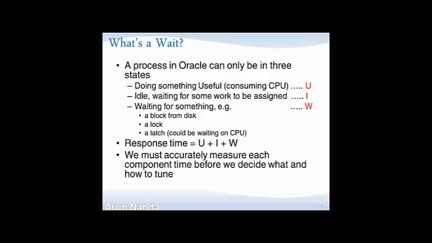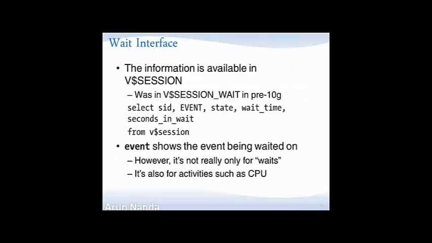And how do you solve the problem? How do you find out? Well, it's actually ridiculously simple to find out. Of the total response time, we have to measure U, the time spent doing useful work; I, the time spent idling because no work was available; and finally, the time spent waiting for something to happen. You combine that, and only then do you figure out where exactly the problem is and how to reduce it.